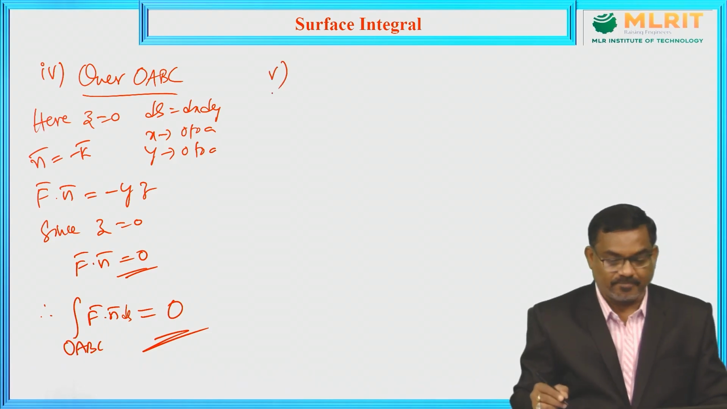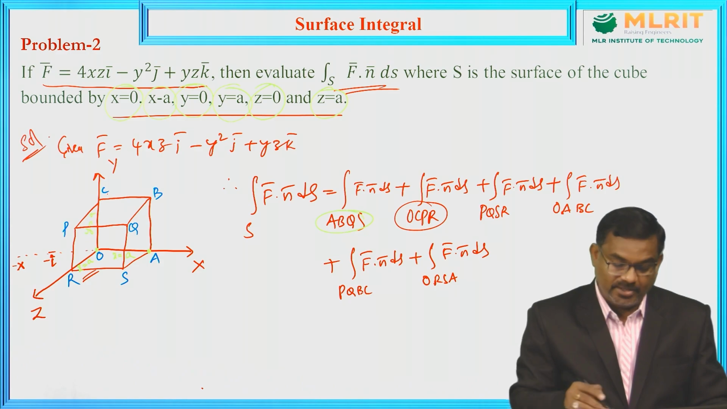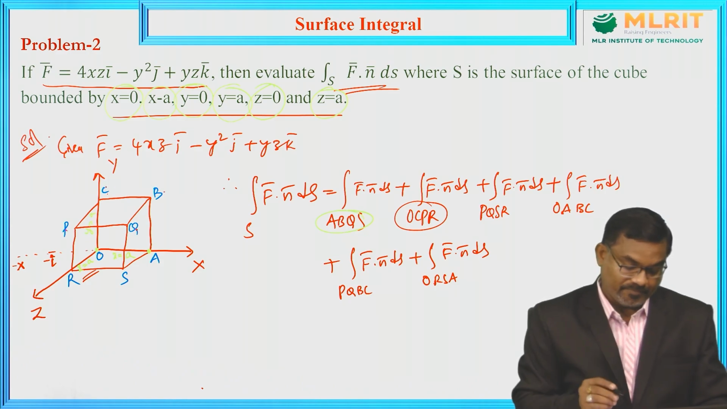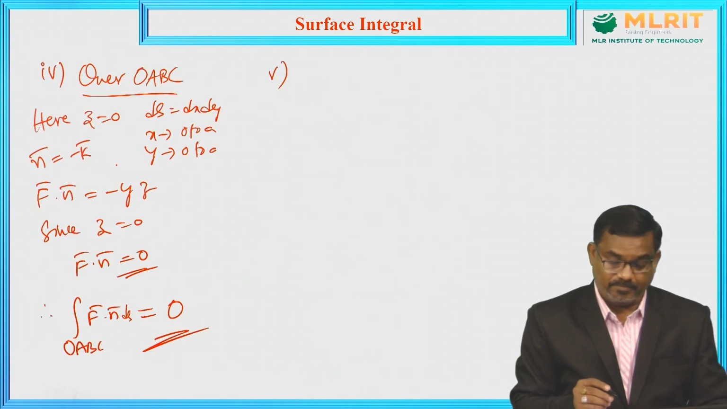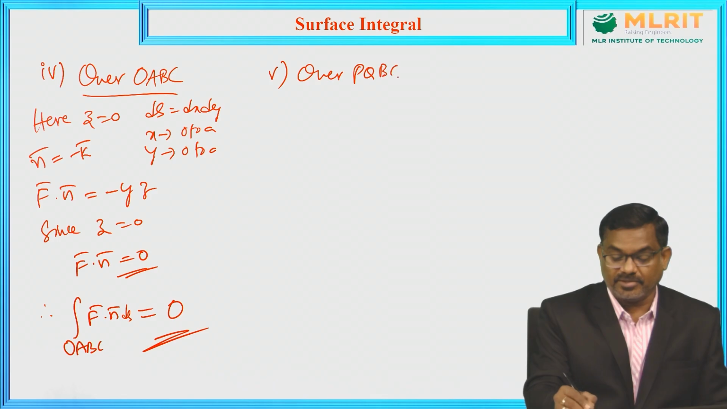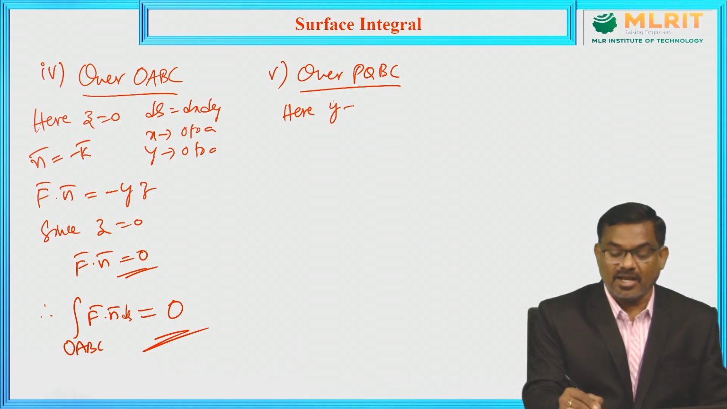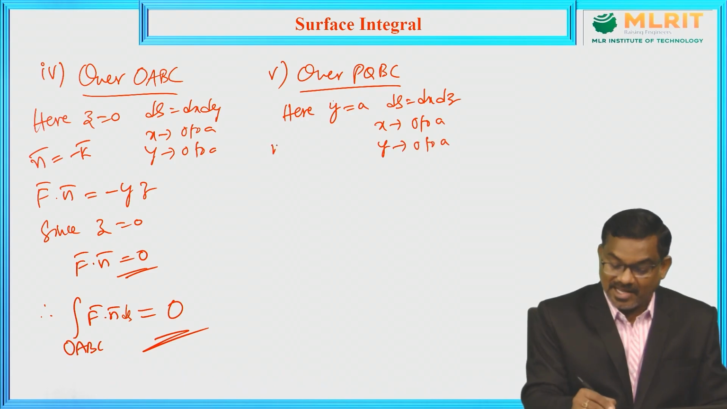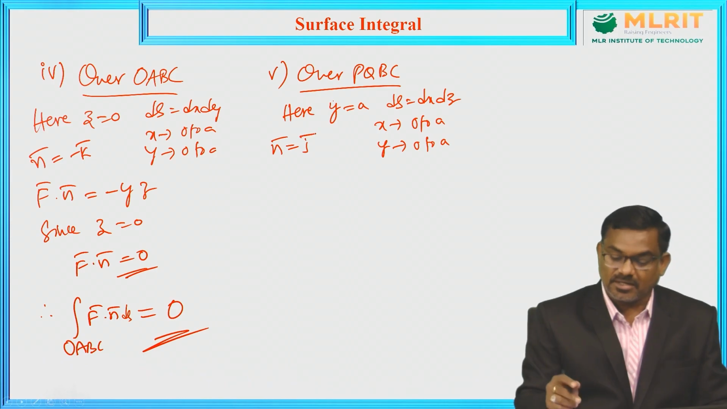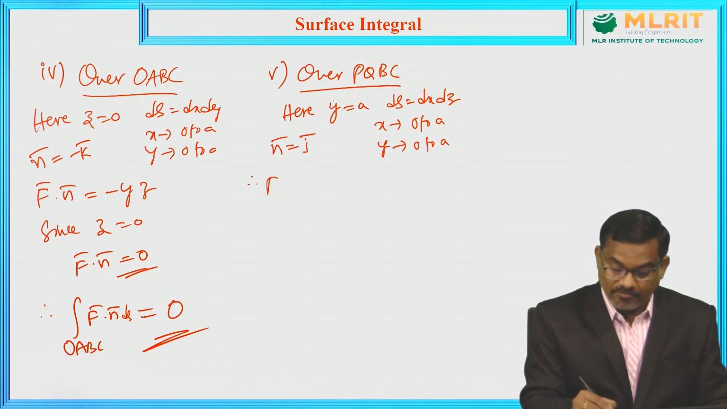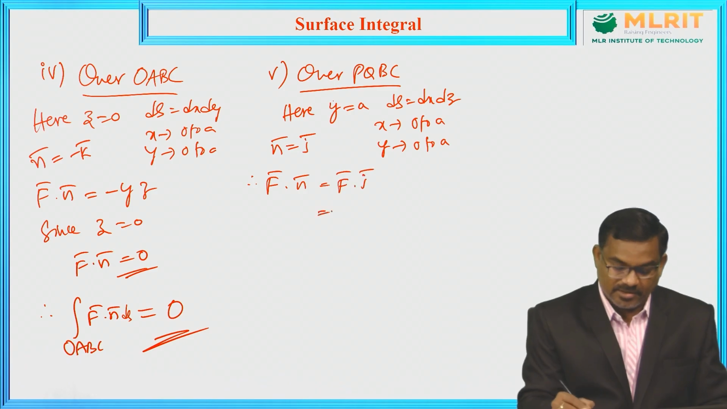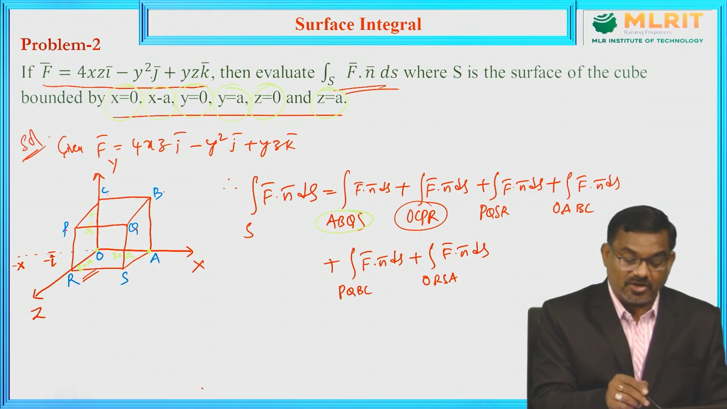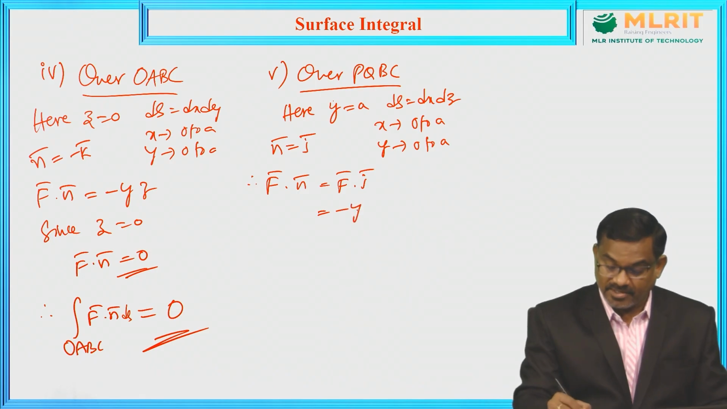Similarly, the fifth face, PQBC, the top one. That face is on the y-axis. So, the value of y is fixed, y equal to a, and ds is dx dz in the xz plane. So x from 0 to a, z from 0 to a, and n bar, the outward drawn unit normal vector for that plane, is j bar. So therefore f bar dot n bar is f bar dot j bar, which is minus y square.